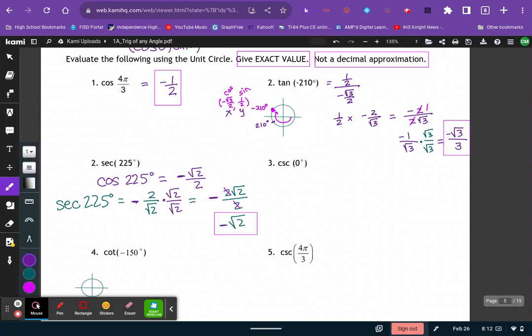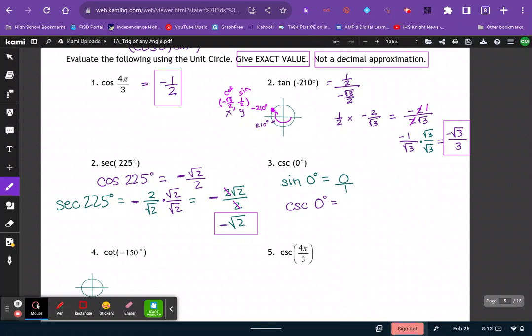Cosecant of 0 degrees. Cosecant is married to sine. So first of all, I want to figure out what is the sine at 0 degrees. At 0, sine is 0. And so now I need to find cosecant, and cosecant is the reciprocal of sine. So the number 0 is a number just like every other number. I want to make it into a fraction, and I can do that by simply putting it over 1. Just like any other number, put it over 1, and this is a valid fraction.